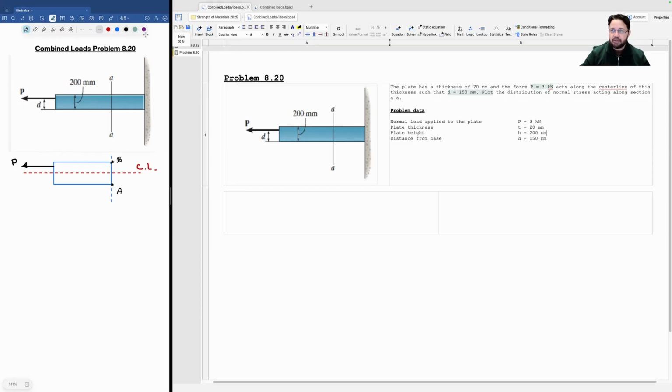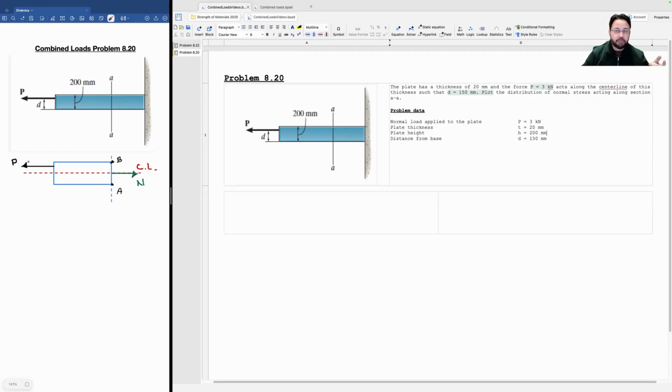But what I'm interested in is drawing what are going to be the reactions when I make the cut. And because of the way this is working, I only have a normal force applied to the plate. What I'm going to have here is a normal force reacting to that normal P. I'm going to call it N. And I'm going to have a moment.